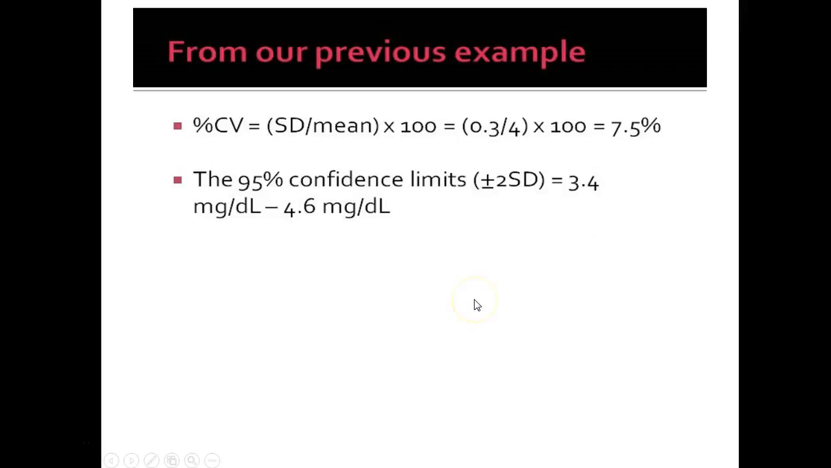If we set up our 95% confidence limit, which is different from the coefficient of variation, plus or minus 2 standard deviations, it would be 3.4 to 4.6 milligrams per deciliter. Because the mean was 4. Minus 0.6 is 3.4, plus 0.6 is 4.6.